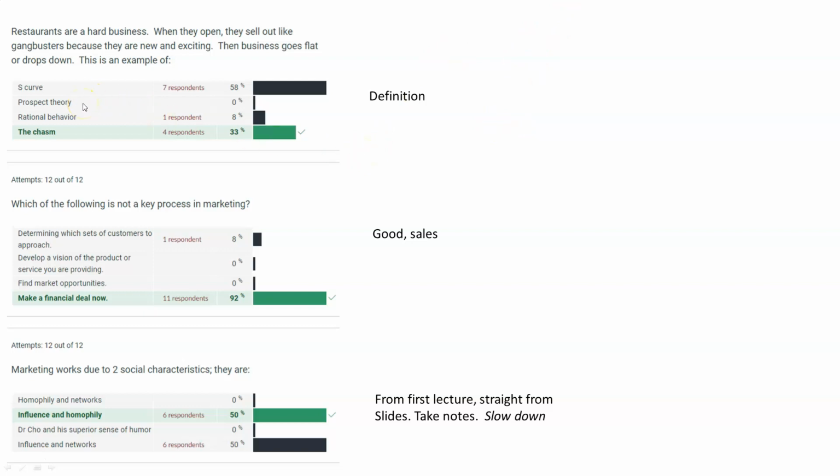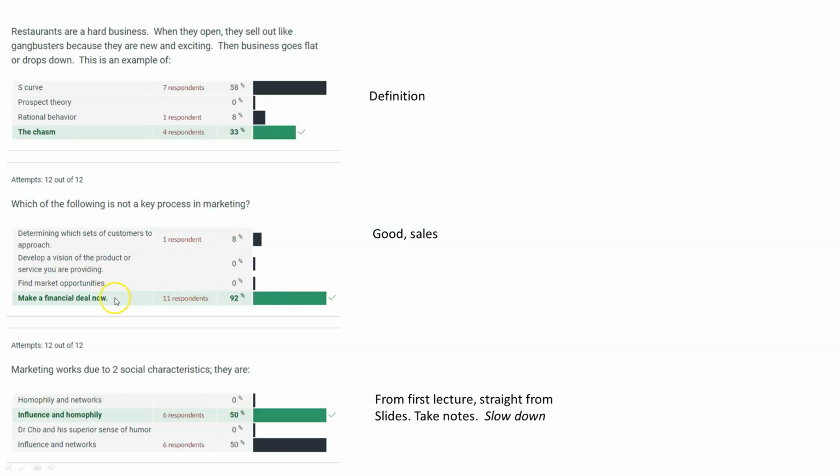It's not prospect theory. And it's not the S curve. The thing about the S curve is it's actually the latter half of the S curve. But it doesn't say that business started slowly and built up over time. And then we hit the knee and took off. That's what the S curve is. This is the chasm. Which of the following is not a key process in marketing?